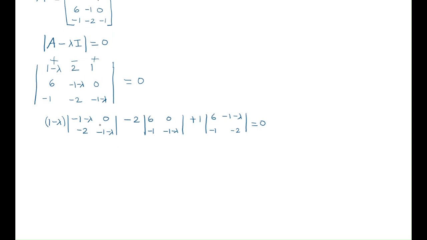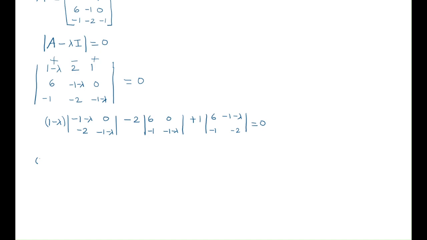Right? Now the next element is minus 2. So minus 2 is multiplied with the determinant of the first column and the last column, which is 6, 0, minus 1, minus 1 minus lambda. Then plus 1 times the determinant of 6, minus 1 minus lambda, minus 1, minus 2. And we have written this equal to 0. So let us expand this one.